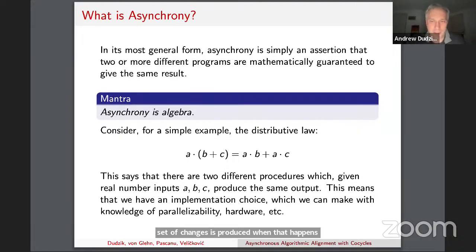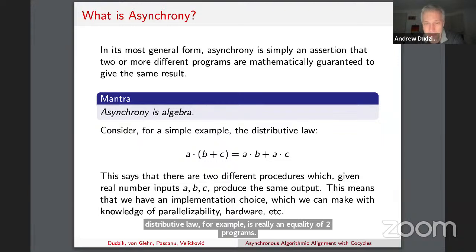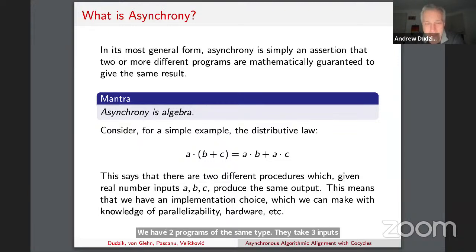Now, let me just say very broadly, what am I talking about when I talk about asynchrony? In the broadest sense, and I promise it will get more specific in a minute, asynchrony is any kind of algebraic law. So the distributive law, for example, is really an equality of two programs. We have two programs of the same type. They take three inputs and give one output. And they always give the same result. And that's a really useful fact because it means that if we need to know this value, we have some wiggle room in terms of how we actually implement it.